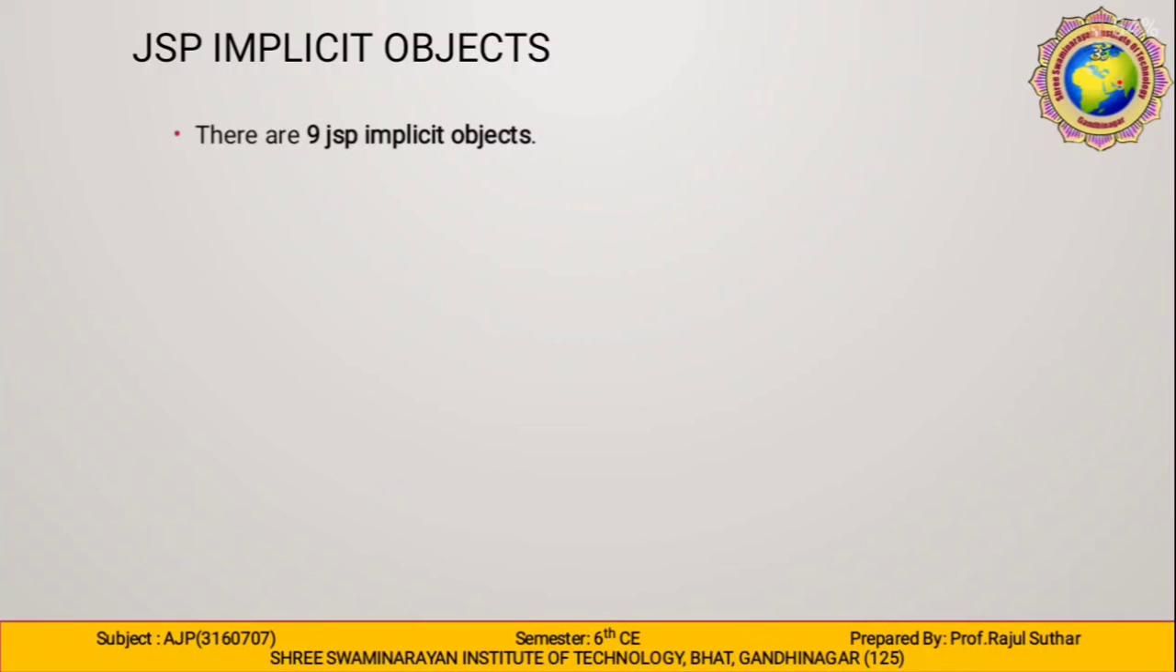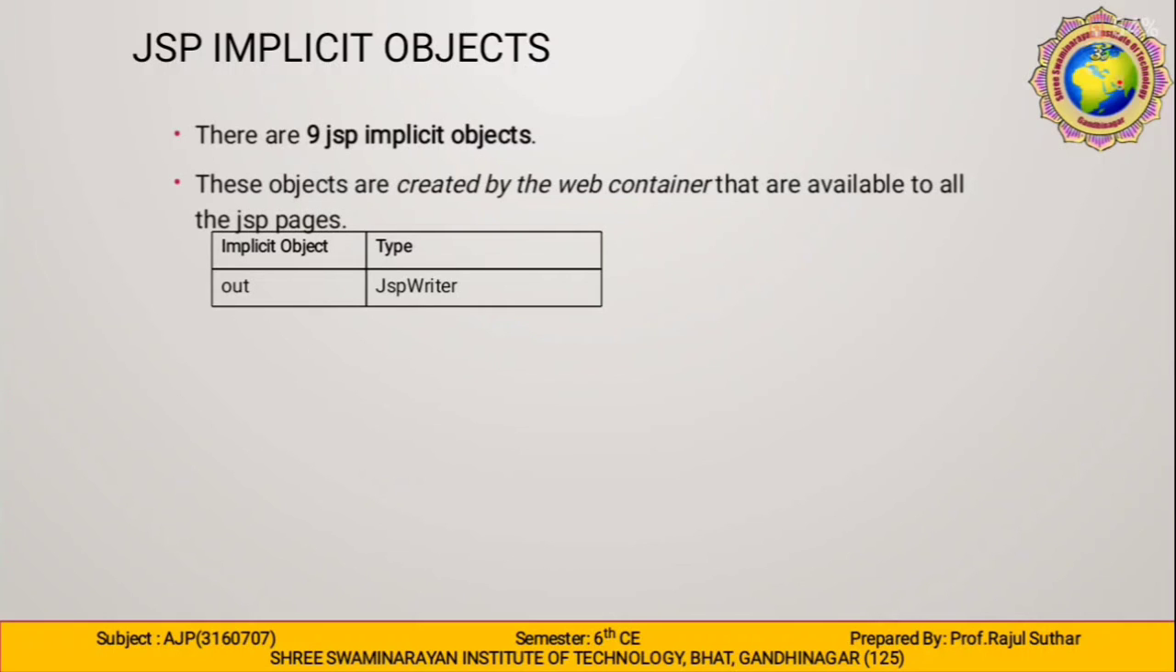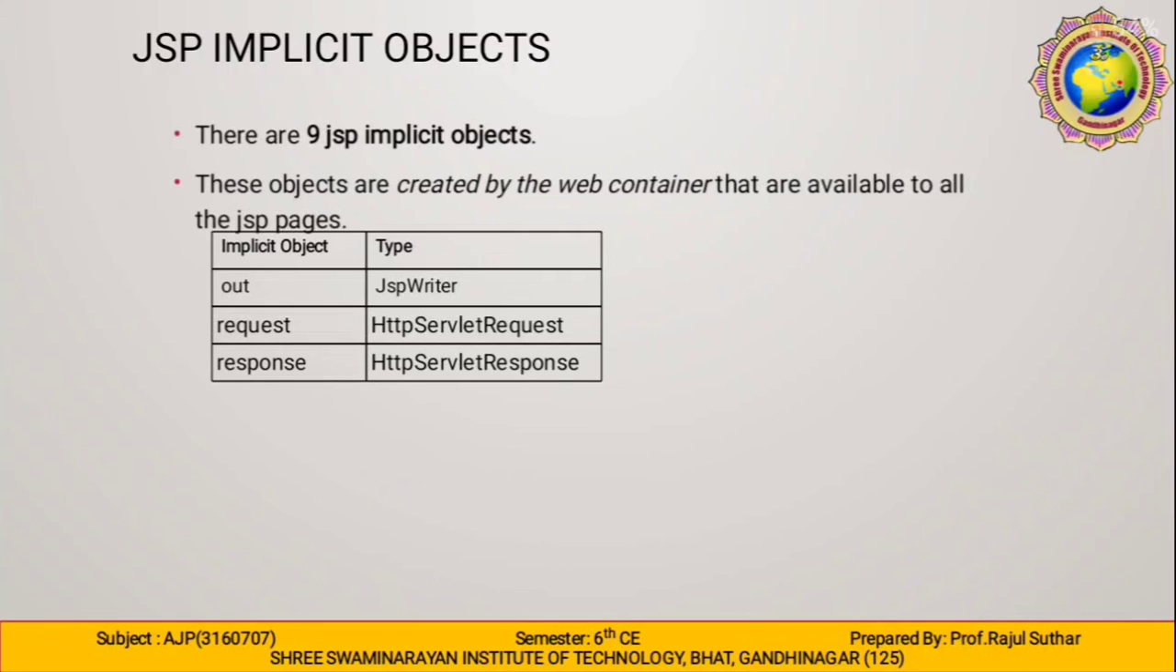JSP implicit objects. There are 9 JSP implicit objects. These objects are created by the web container and are available to the JSP page. Here are the implicit objects and their types. First one is out. This implicit object is of type JspWriter. The implicit object request is of type HttpServletRequest. Response, in the same way, is HttpServletResponse.